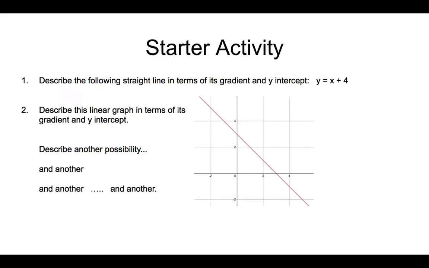So, a small starter activity just to engage some of your prior learning. These activities should all be able to be found in the previous videos, if you want to pause the video and have a go at them. Okay, let me talk you through question 1 then. Describe the following straight lines in terms of their gradient and y-intercept.